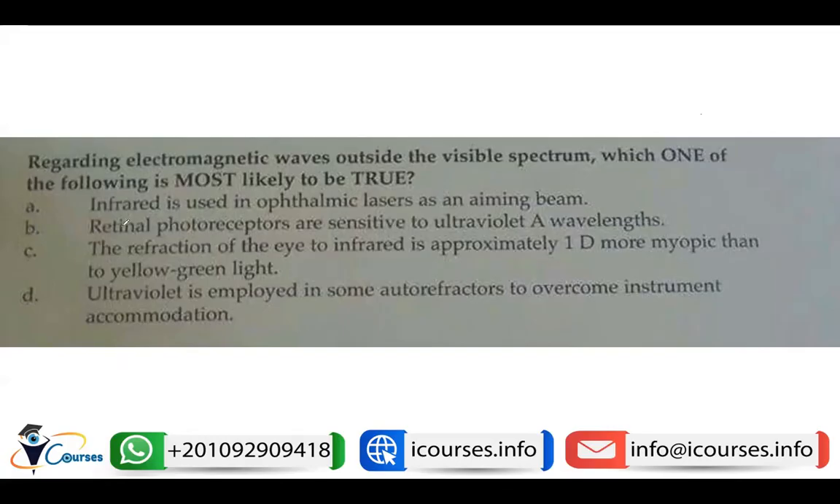Exactly, as we just mentioned, the retinal photoreceptors are sensitive to ultraviolet A rays. This is the correct answer. I will go very quickly through the other options until we study them in the relevant topics. Infrared is used in ophthalmic laser as an aiming beam. This is not true, as you can see here.